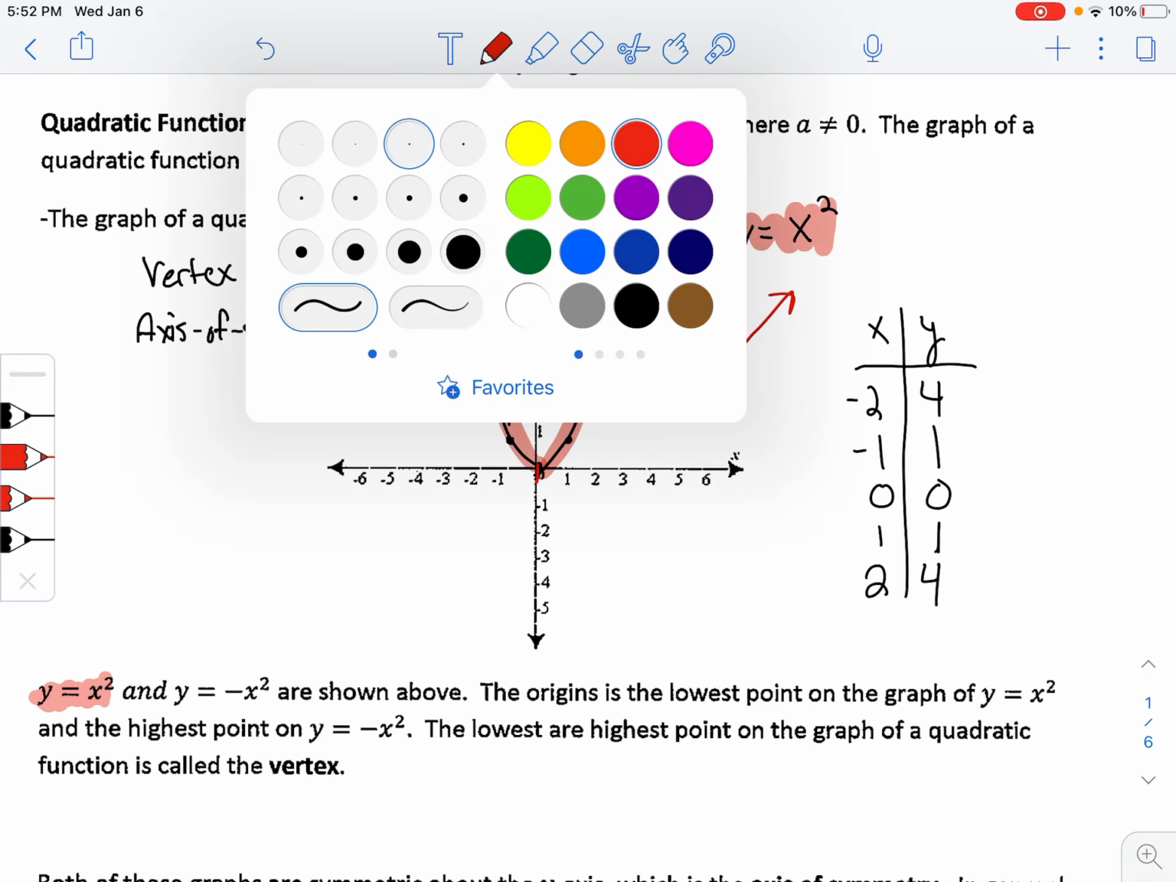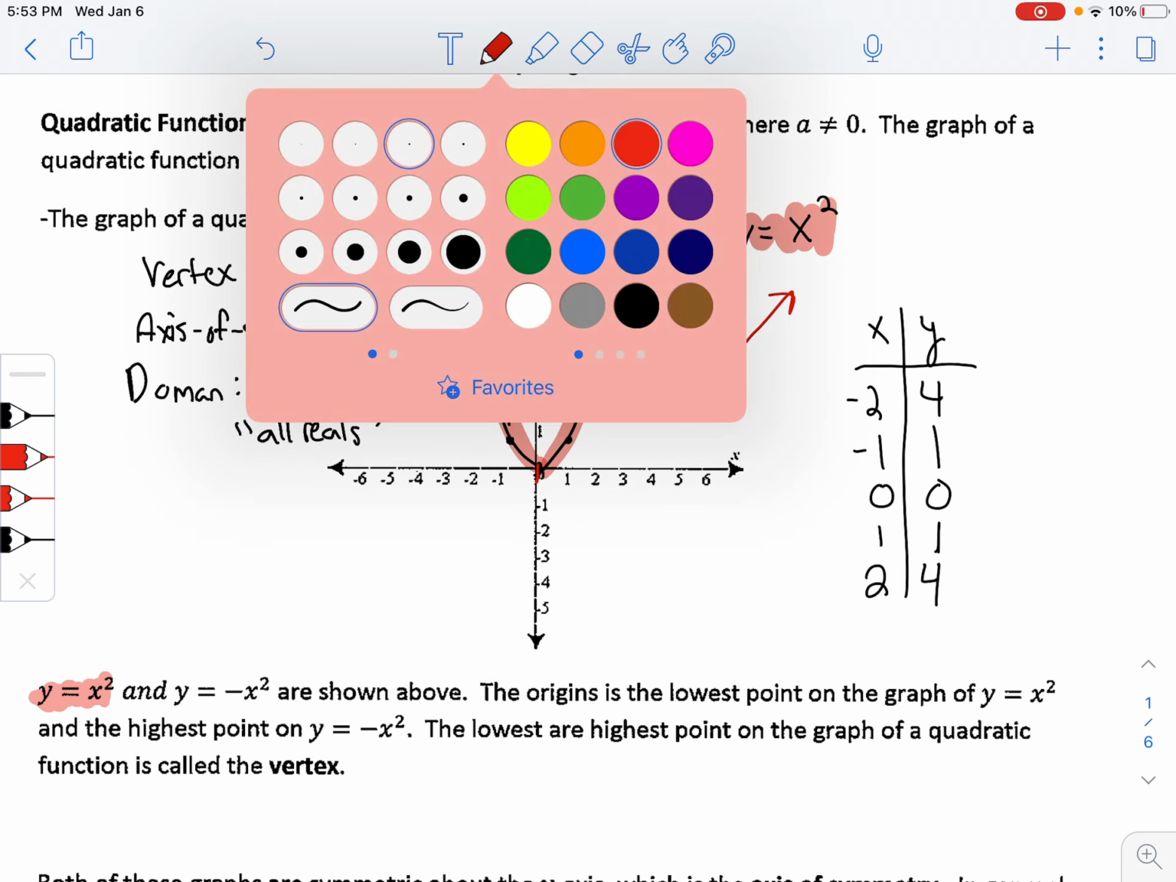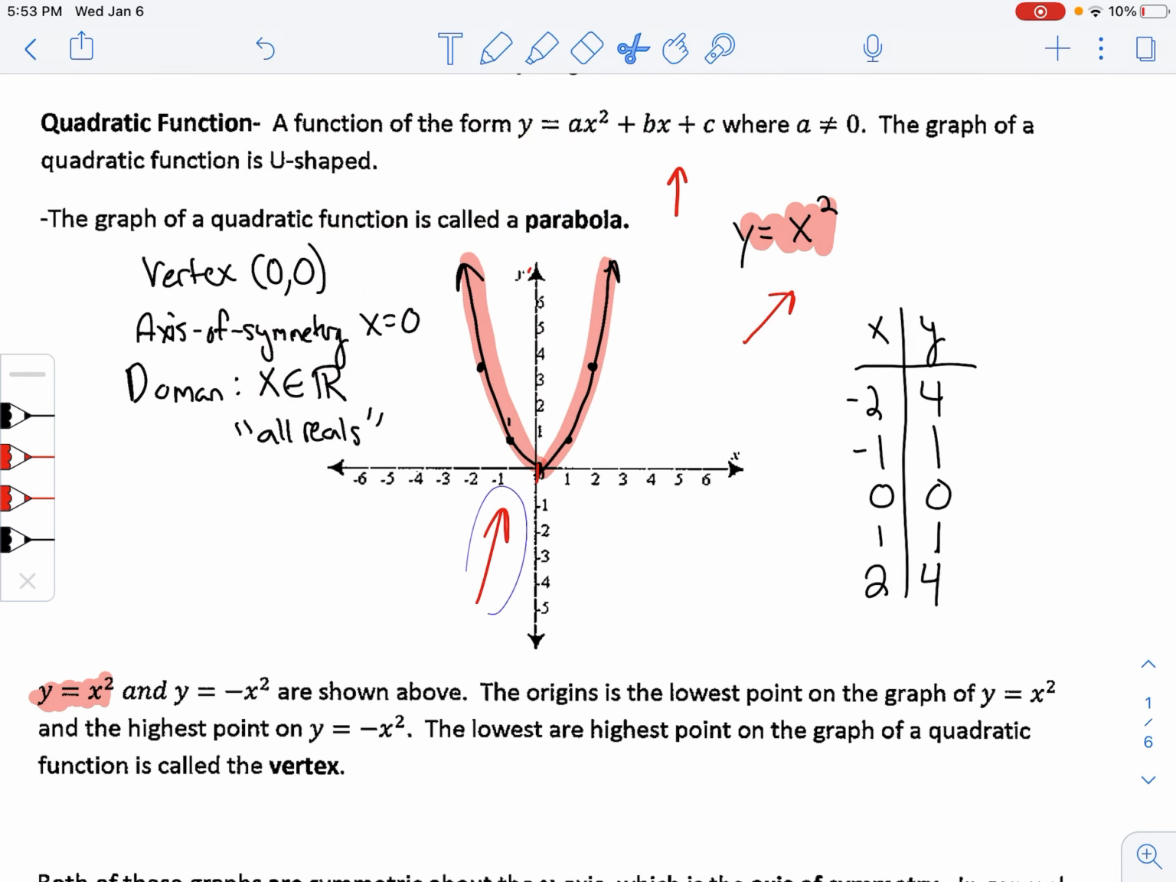Let's also say that for these, the domain is going to be all reals. I'll write x as an element of the real numbers. You can just write all reals, because there's going to be a dot for every x value. You can always get x values. This thing goes forever to the right and forever to the left. It works for every x value.